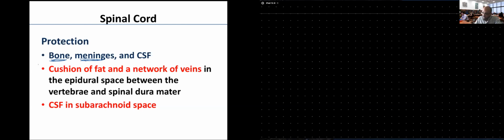We've got an extra layer that we didn't have back in the brain, which is a cushion of fat and networks of veins located in the epidural space between the vertebrae and the dura mater. The CSF is located, like what we've seen in the brain, in the subarachnoid space.